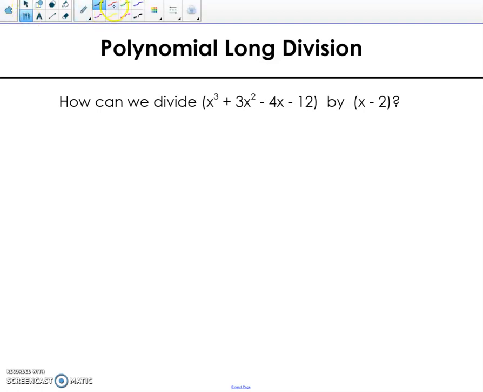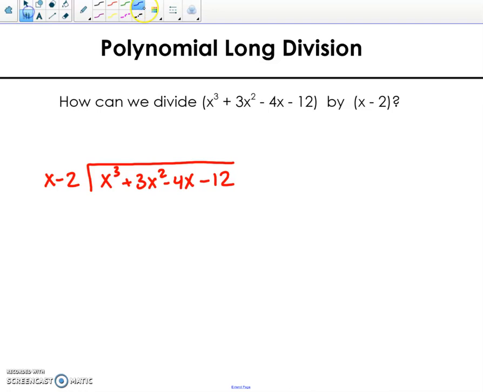So the first thing we want to do is identify what is our dividend and what is our divisor. So this expression here, x cubed plus 3x squared minus 4x minus 12, that is our dividend, and we're dividing it by x minus 2, which is our divisor. So when we're doing long division, whether with numbers or polynomials, we always want to put our divisor on the outside. So we're going to put x minus 2 on the outside. And then our dividend will go inside, x cubed plus 3x squared minus 4x minus 12.